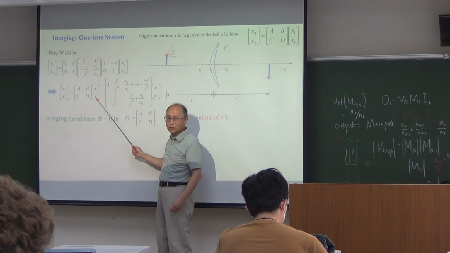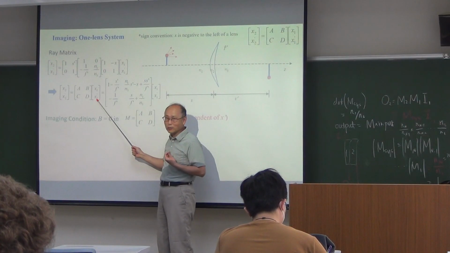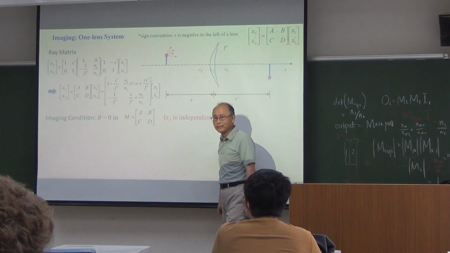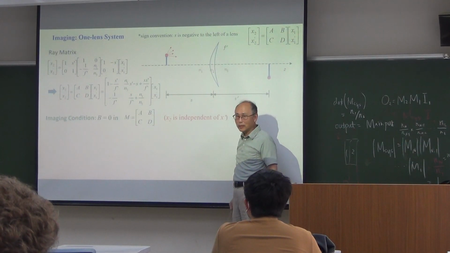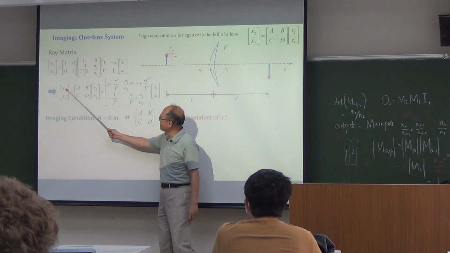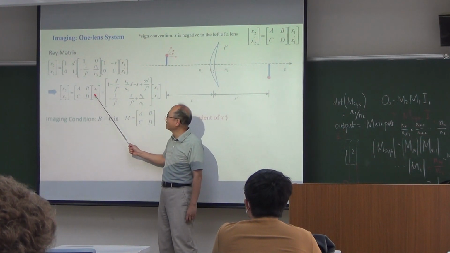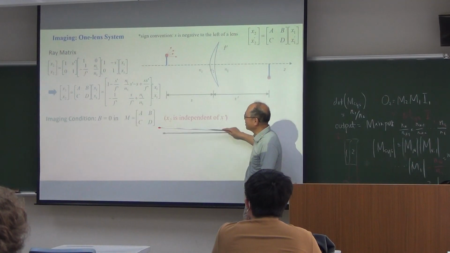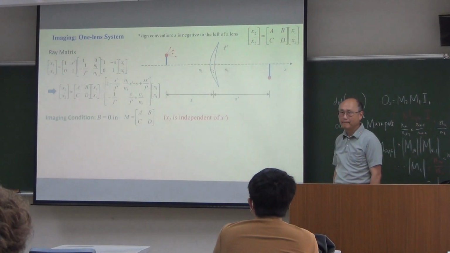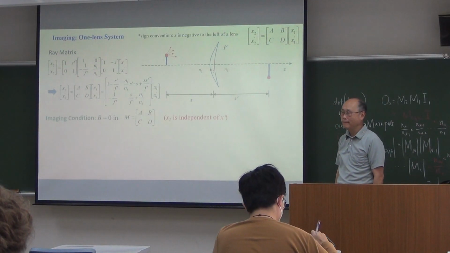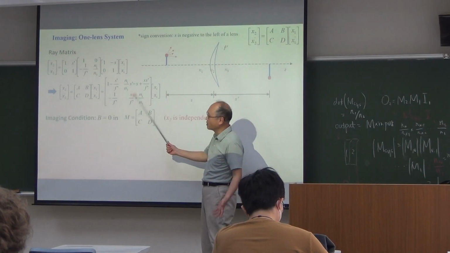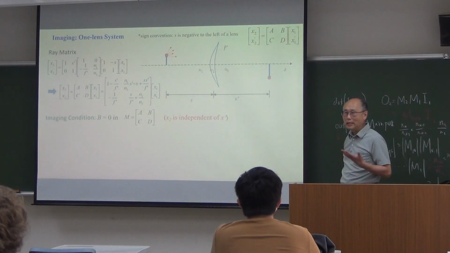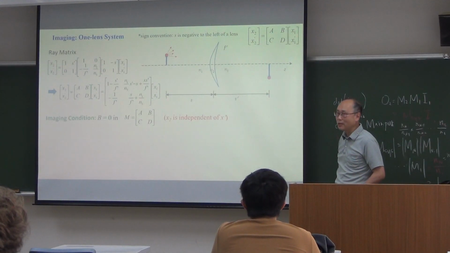So if I'm to enforce such a statement, then this b has to be equal to 0. Right? So if I want to make this independent of this, how do I do it? I make b equal to 0. So b equal to 0 is the image condition. Alright, so let's set b equal to 0 and see what happens, because this is what I understood, the imaging condition.